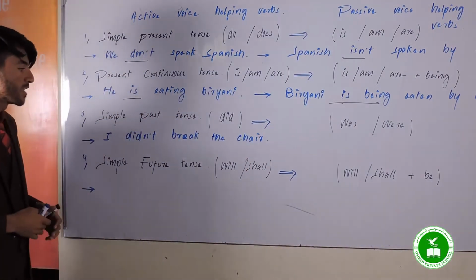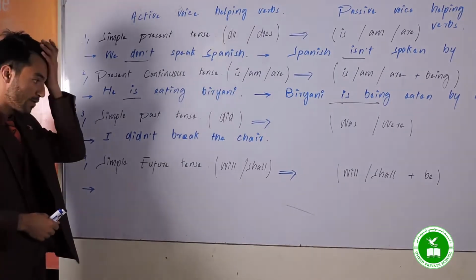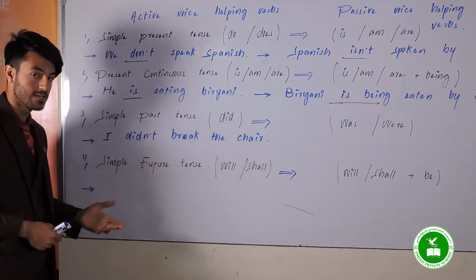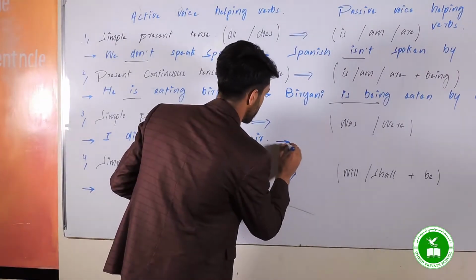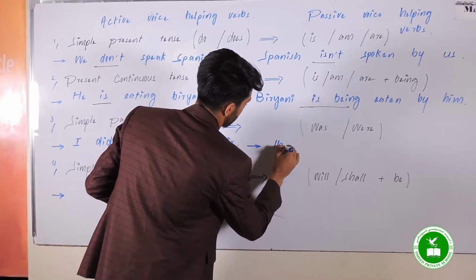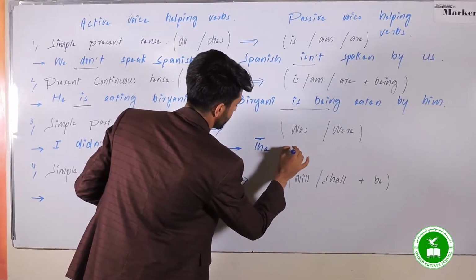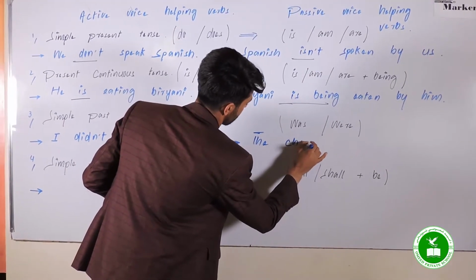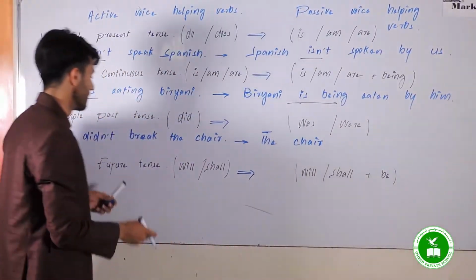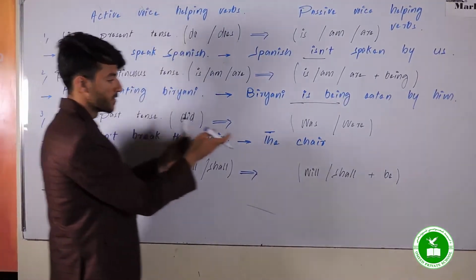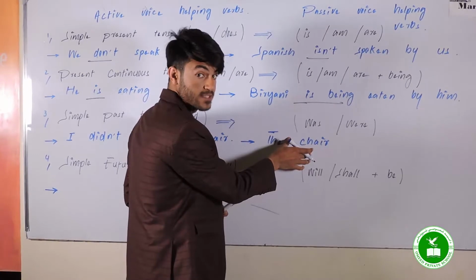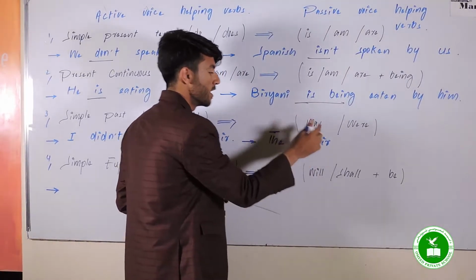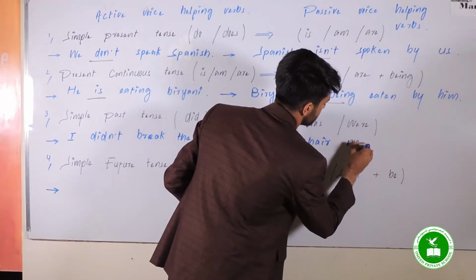I didn't break the chair. Okay, it's an active sentence and it's simple past tense. So how do we change it? Say the chair. Okay, here we have didn't. When you're writing a passive sentence in simple past tense, you have to use what? The chair wasn't.